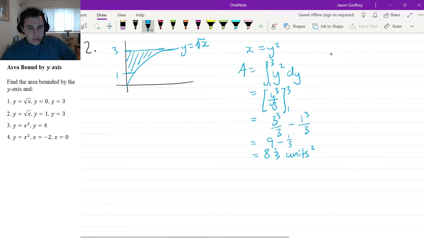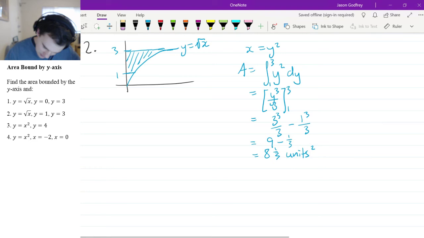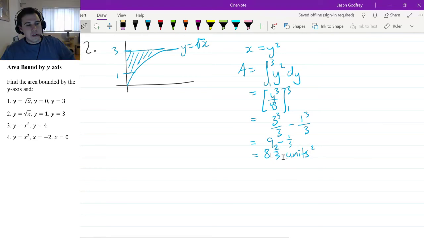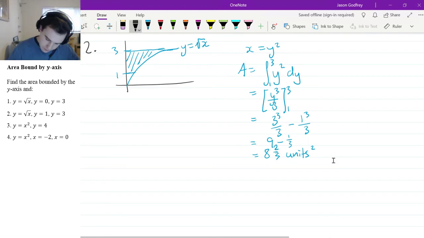So if you prefer some of the other methods, go ahead and have a go at doing this problem with either rotating or doing rectangles and subtracting an area bounded by the x-axis. Oh sorry, 9 minus a third should be 8 2/3. Whichever method you take, if you do it correctly, you should get 8 2/3.